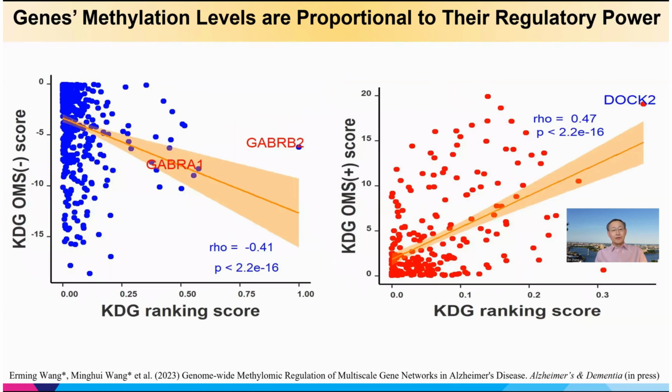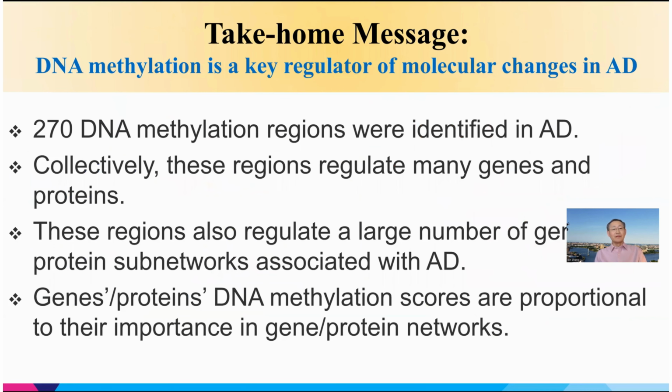We also look at the relationship between the key regulators from the network analysis and the drivers' overall hypo or hyper DNA methylation scores. Again, we see very good correlations between the key drivers' relevance to Alzheimer's disease and the key drivers' DNA methylation scores. So the take-home message is that DNA methylation is a key regulator of molecular changes in Alzheimer's disease, and a key regulator for the interacting gene and protein networks.